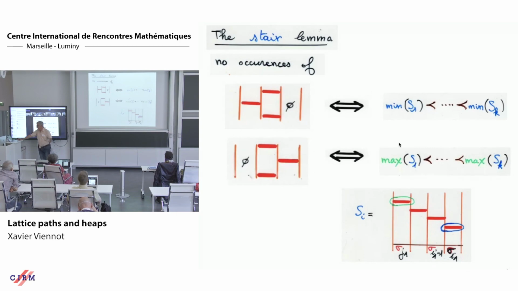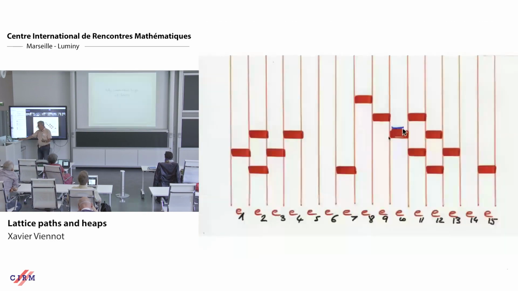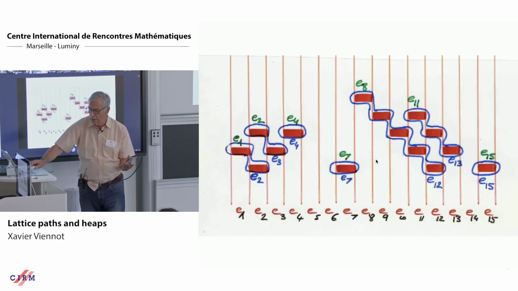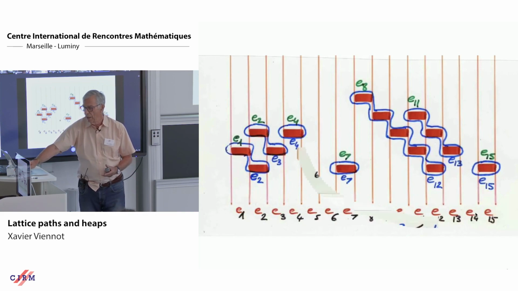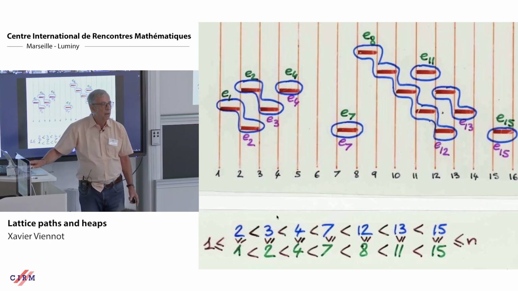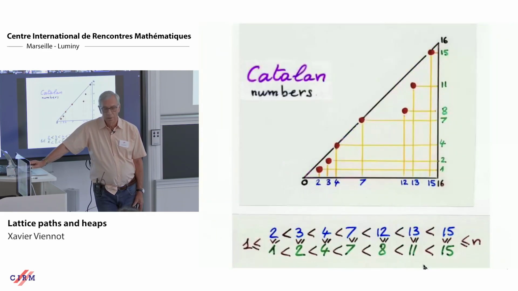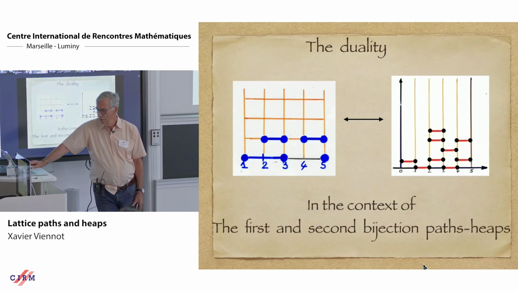Sorry to go very fast. A fully commutative element means this is a stair decomposition, and this means that all these numbers E1, E2, E3, the last elements, have increasing indices. Here the indices go increasing. And so you get a fully commutative element in a symmetric group in bijection with a pair of two sequences, counted by the Catalan numbers because they are in bijection with Dyck paths. And this is the duality in the context of the first bijection.